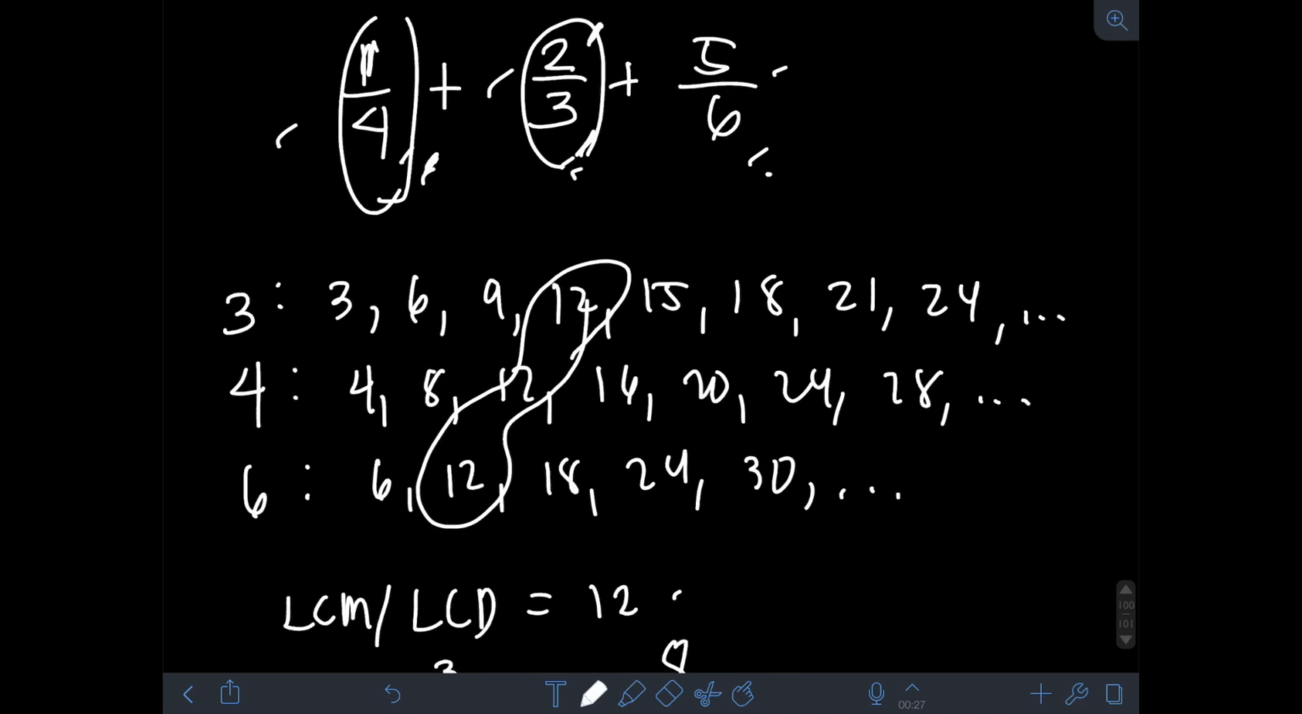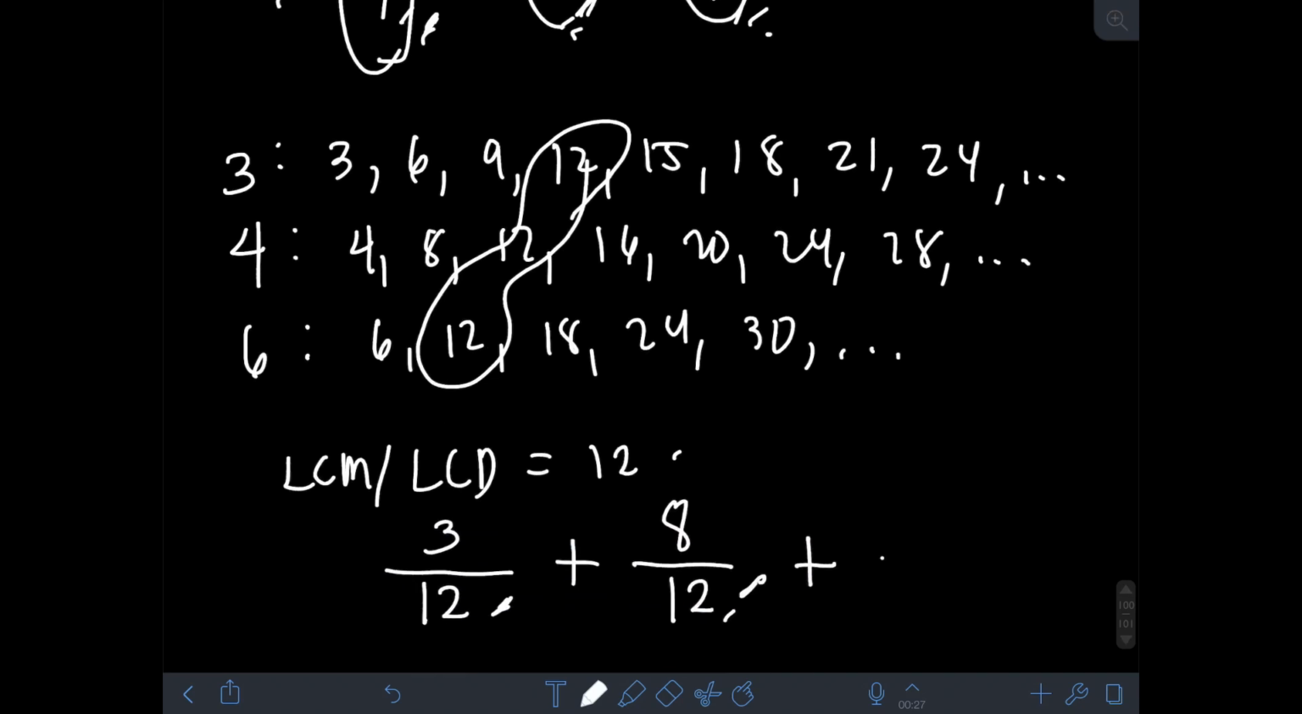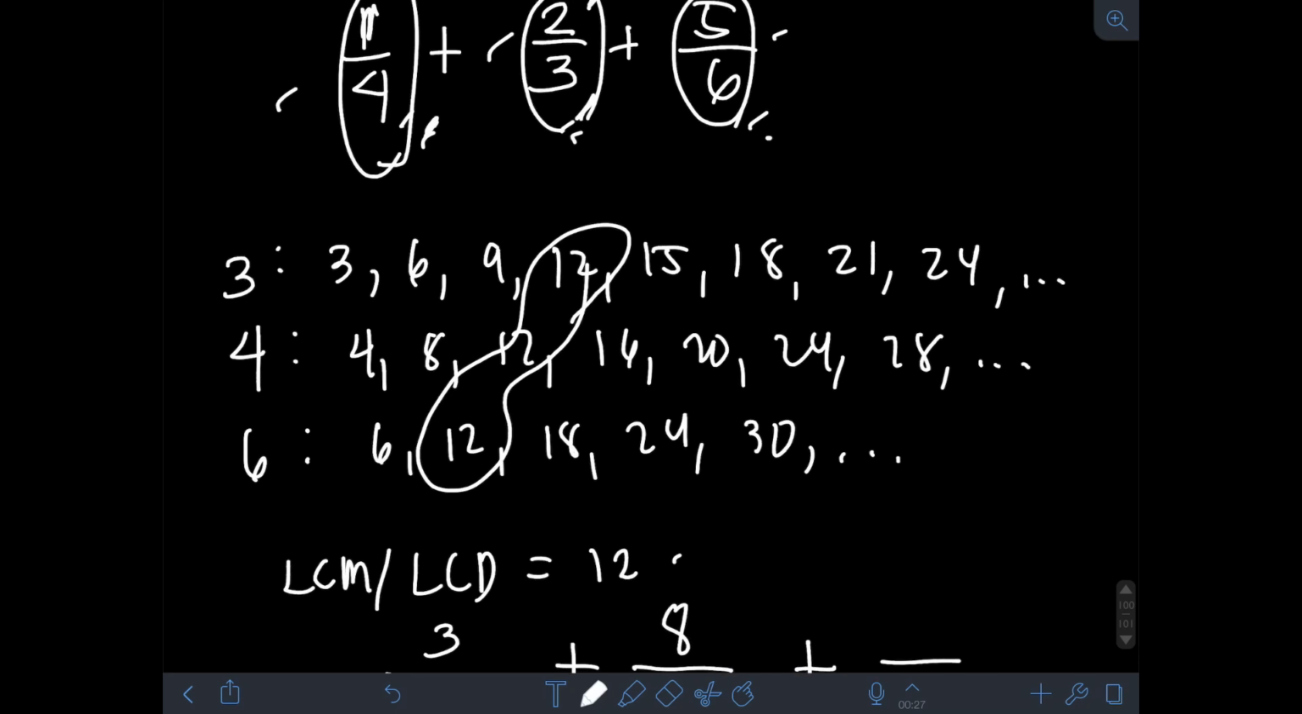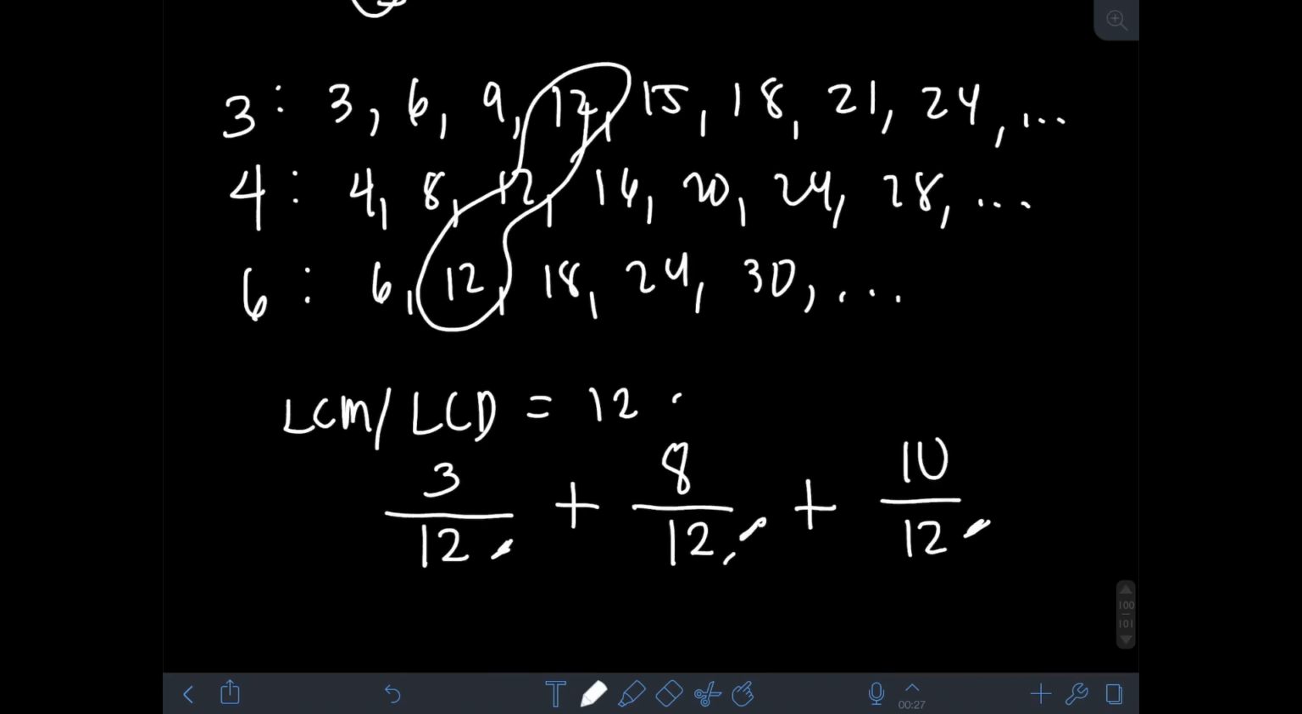Plus, doing the same with 5/6. So we write the new denominator of 5/6 to be 12. And then divide 12 by the denominator of 5/6, which is 6. So 12 divided by 6 is 2. Then multiply the quotient by the numerator 5. So we have 2 times 5, or 10.